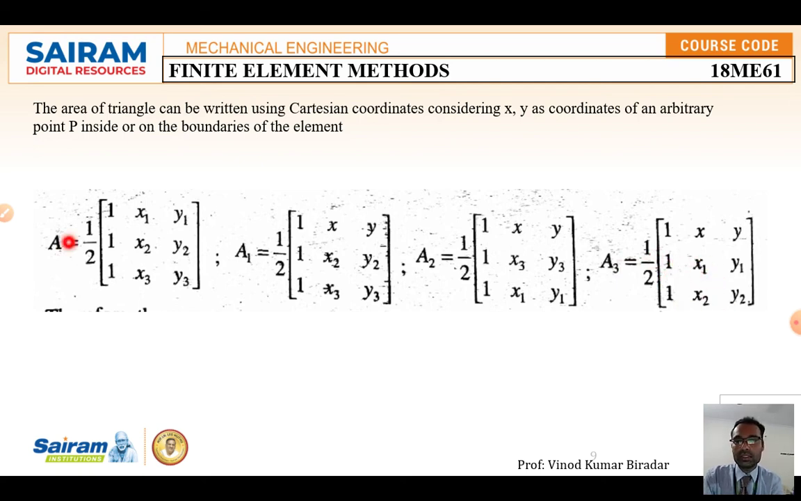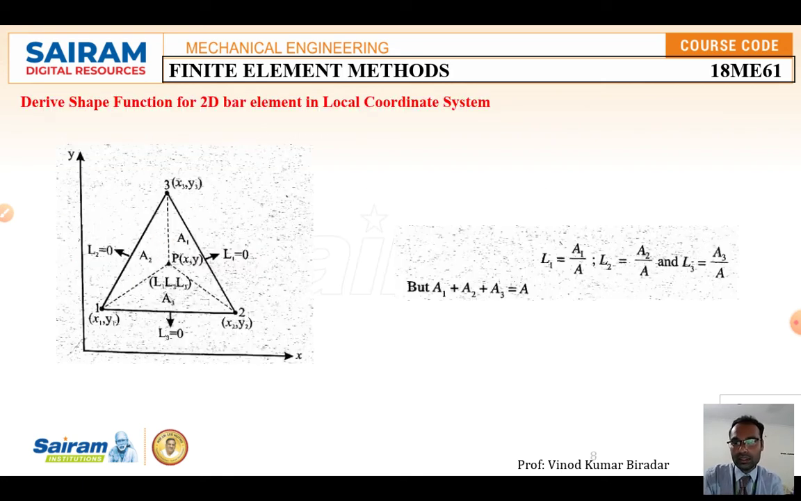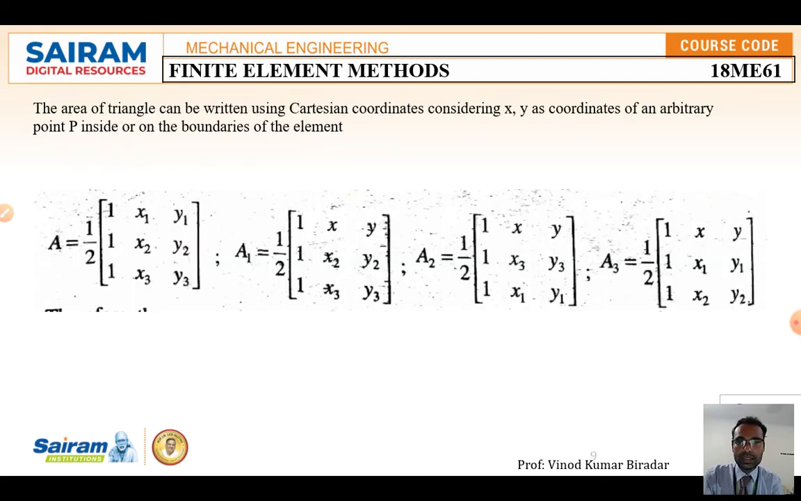Okay, so look at this, this is the total area. If you want to find the a1 area, where is the a1 area? Here. The present points are x2 y2, x3 y3. Like that you have to write a1, a2, a3.